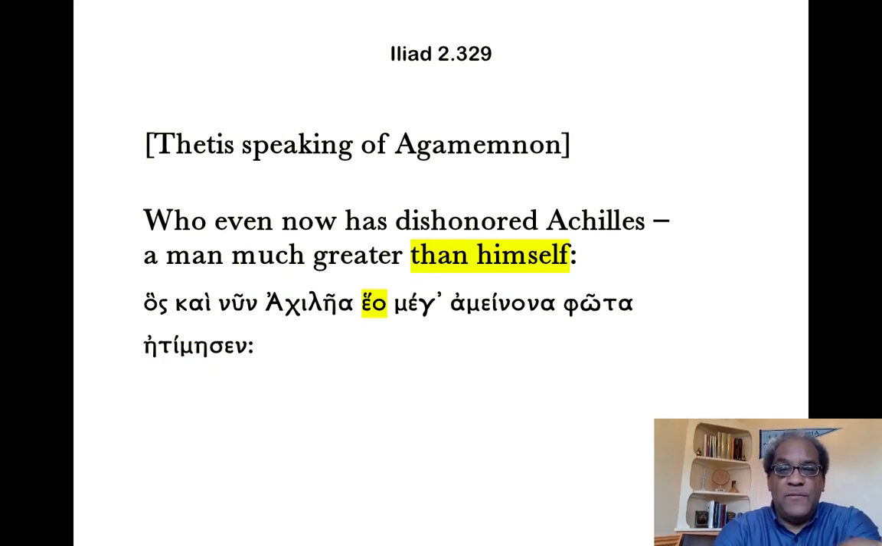And then here we have a bunch of the other examples that Monro supplies. This is from Book 1, where Thetis is complaining to Zeus about Agamemnon's dishonoring of Achilles. And she refers to Agamemnon, who even now has dishonored Achilles, a man much greater than himself, than, i.e., Agamemnon. So the Greek, hos kai nun Achilea heo mega ameinona phōta etimēsen.